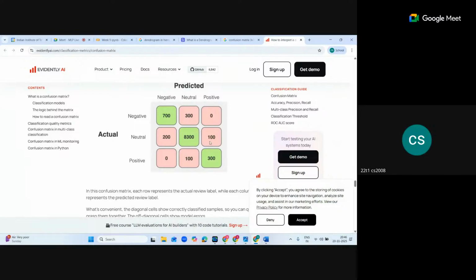What about this 100? Can you tell me what this 100 means? Actually neutral, but predicted positive, right? So that means it was a neutral review, but I have told it's a positive review. Error, yes. What about this 300? Actually positive, and predicted positive again. It's correct prediction, right? So just remember one thing, on the diagonal both the things will match. So diagonal is always correct. Okay.